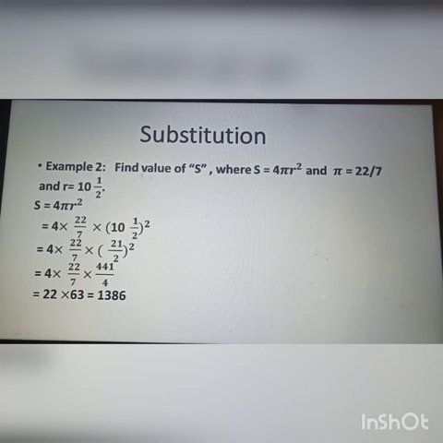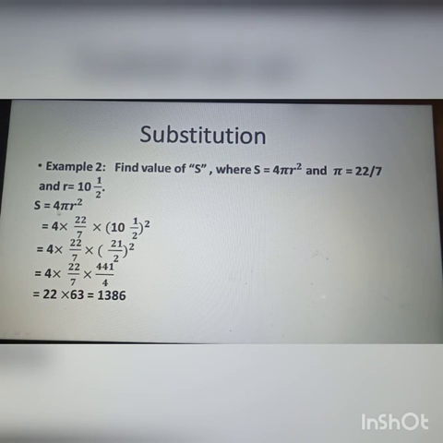For the substitution method, find the value of s, where s is equal to 4 pi r square and pi is equal to 22 by 7. Pi is a constant and the value is well known to you. It is 3.142 or 22 by 7. And r is also given, that is 10 whole 1 by 2. We are to find the value of s after substituting the values of pi and r into it.